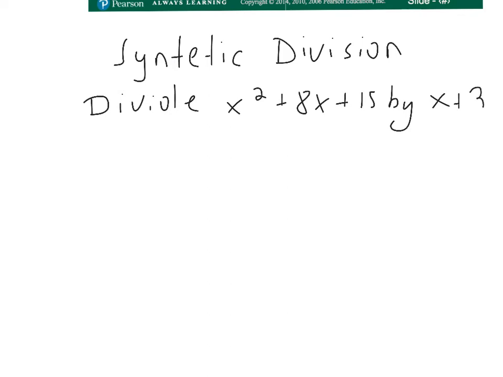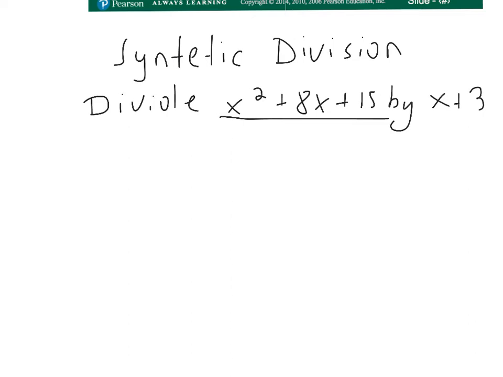Okay, so this is a little bit different. Think about x squared plus 8x plus 15 as a quadratic, ax squared plus bx plus c. A is 1, b is 8, and c is 15. And I'm dividing this by x plus 3. Synthetic division really is about coefficients. So the number in front of x squared is 1, b is 8 and c is 15.